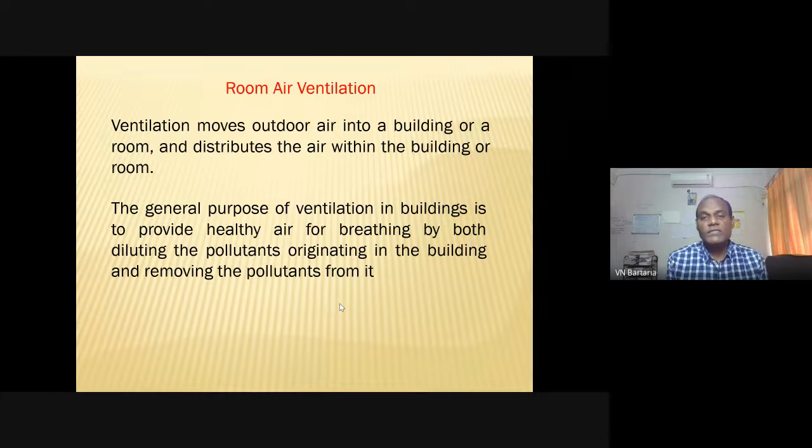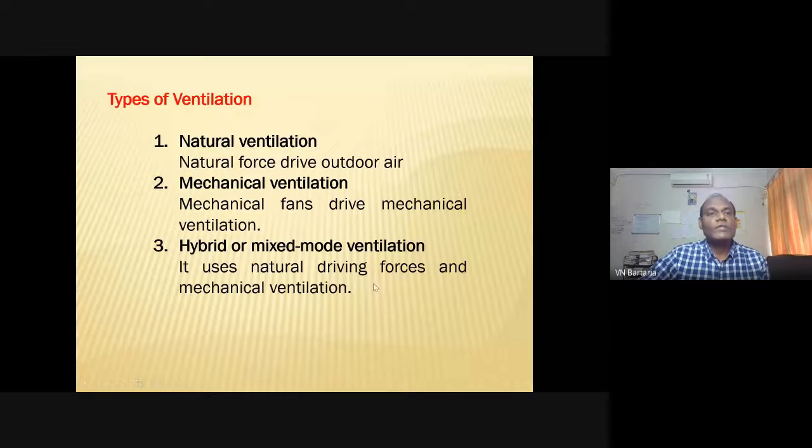Nowadays it is becoming more important, since we are using energy and human activities have increased. Different activities are continuously contributing to the contamination of indoor air. So ventilation is becoming more and more important. The general purpose of ventilation in buildings is to provide healthy air for breathing by both diluting the pollutants originating in the building and removing the pollutants from it. As I have told you earlier also, ventilation in buildings provides healthy air for breathing.